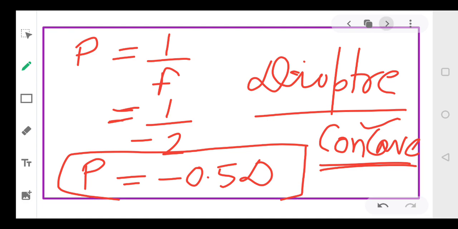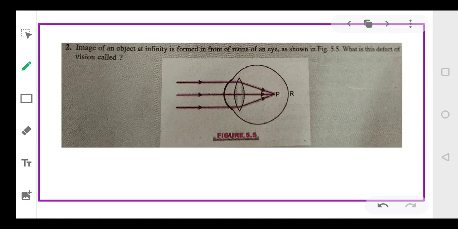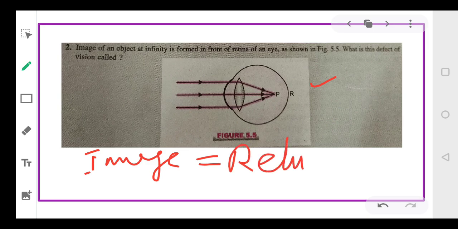Yes. So I'll be talking about one more numerical. Let's see this. I hope this also you remember. Are you familiar with this diagram? Yes, in the last video we have discussed it. See, where is the image? Image is always formed on retina. So in this picture you see retina is indicated by R. Is the image on retina? No. Where is the image? The image is on P.